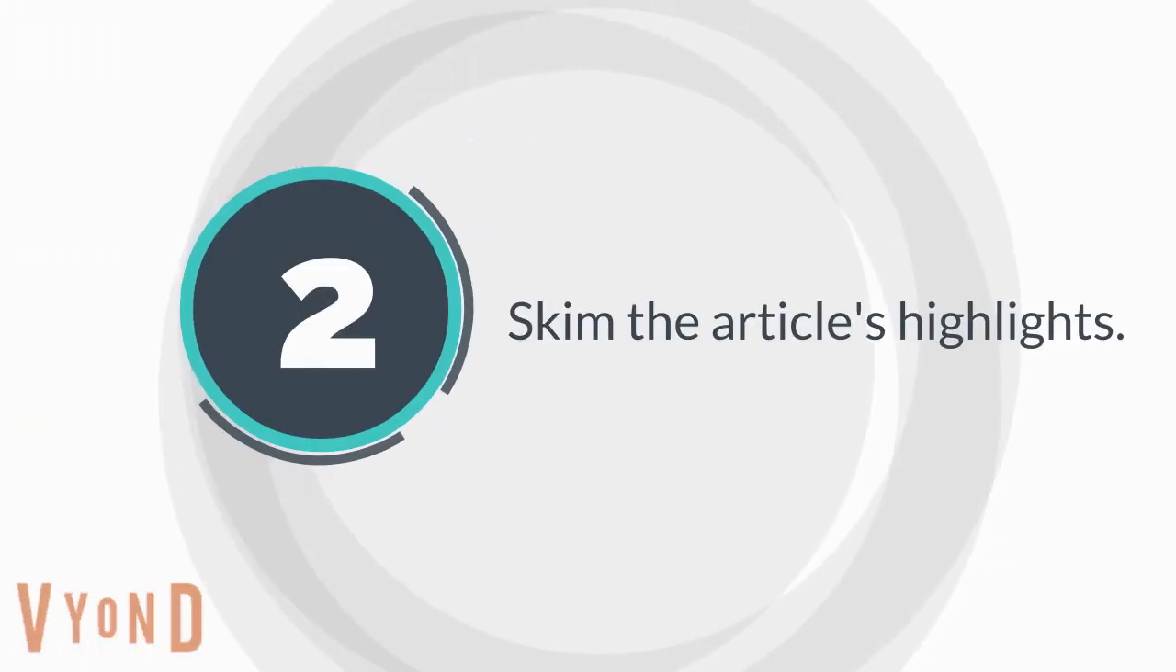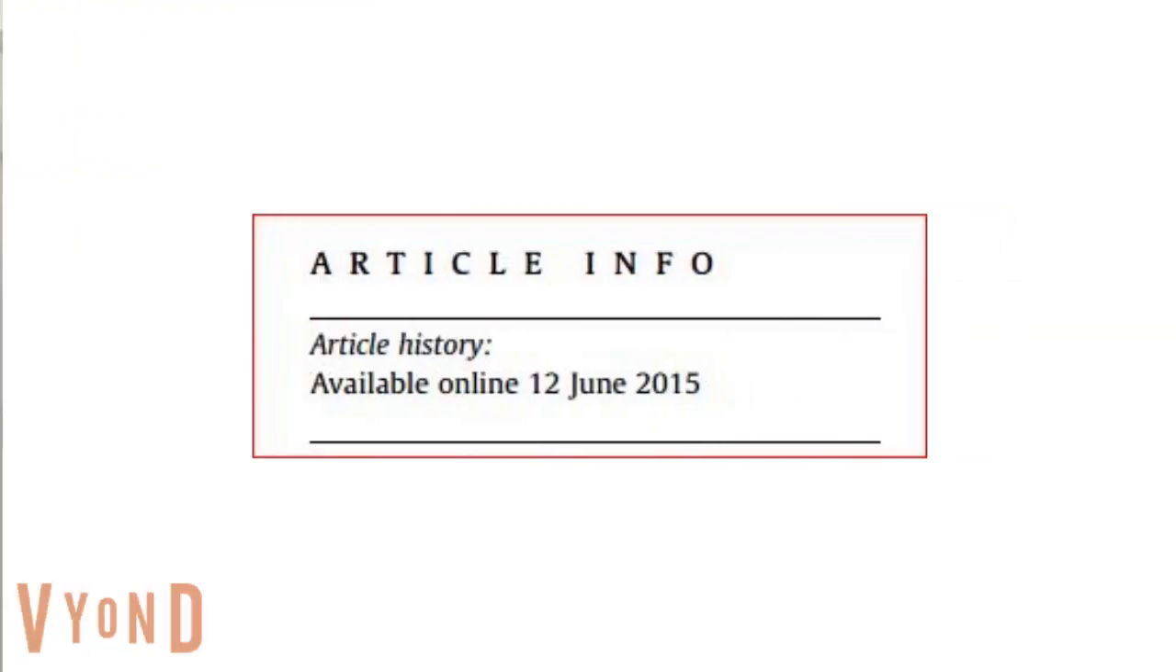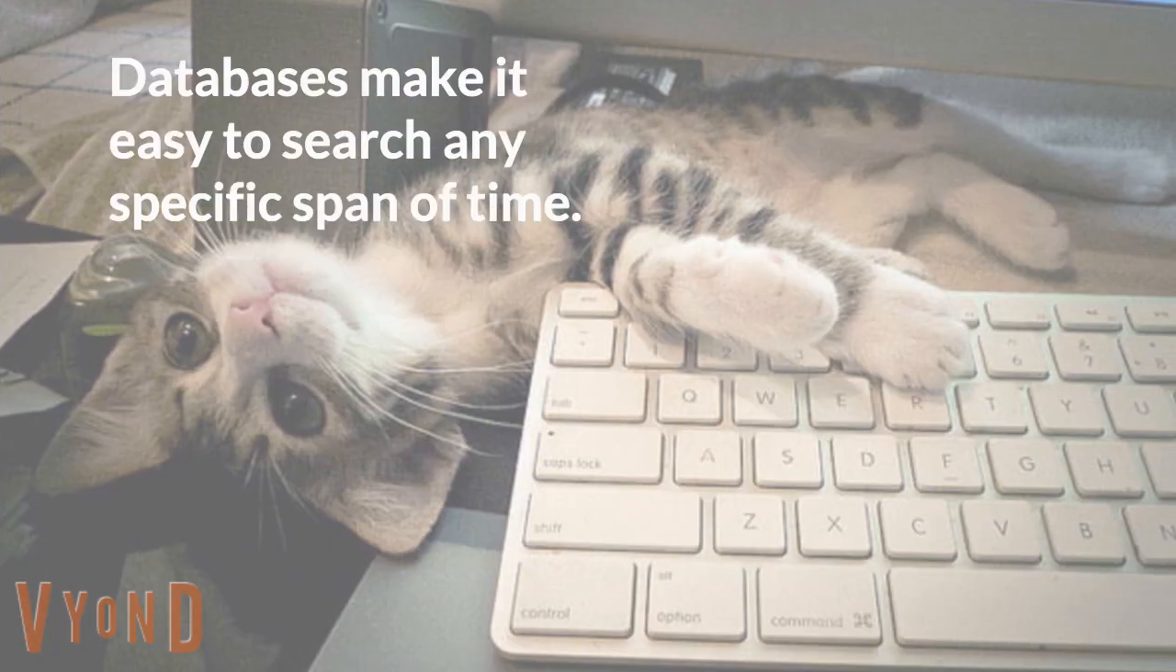Two, skim the article's highlights. Make sure the publishing date is within the limit required by your professor. Often you're only allowed to go back 3 to 5 years because current research is more relevant. But databases make it super easy to search any specific span of time.